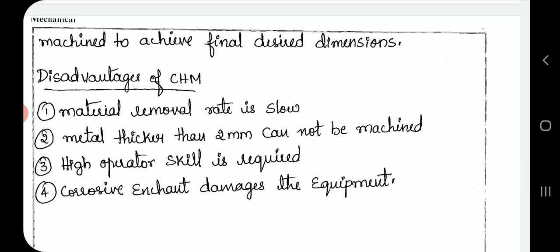Disadvantages of CHM: material removal rate is slow. Metal thicker than 2 mm cannot be machined. High operator skill is required. Corrosive agent damages the equipment.